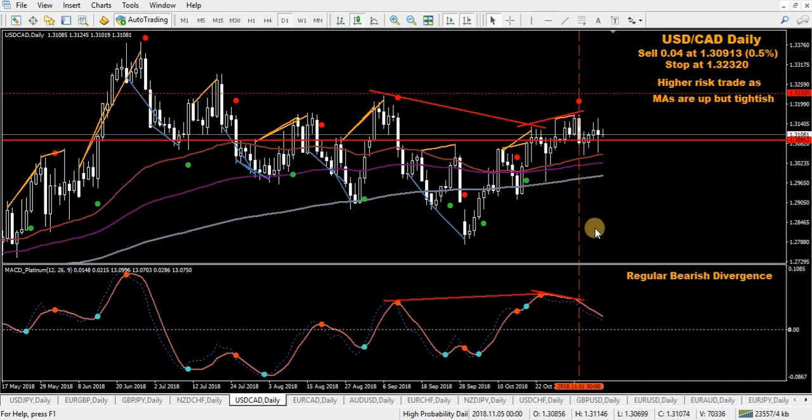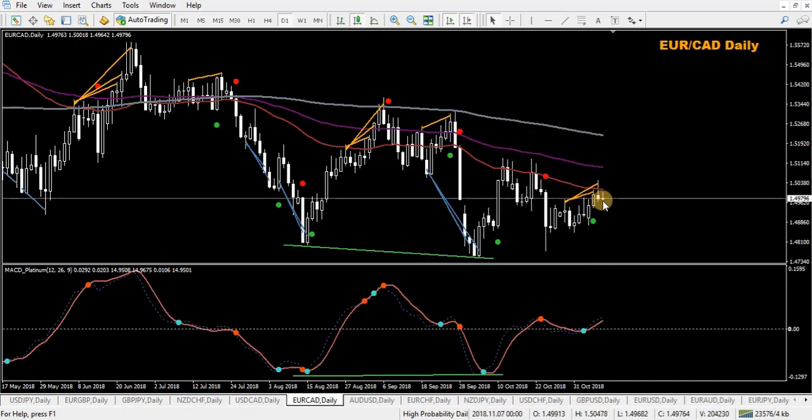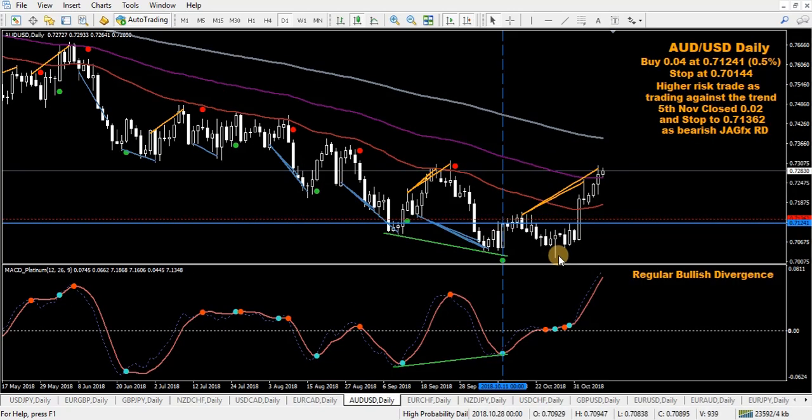Euro CAD. Nothing really happening at the moment. Price is close to the MAs, just a little bit ugly, and the MACD is close to zero level, so nothing happening. Oz USD in a buy back here, came close to touch my stop down here, didn't do it, went up nicely. Now we start to get bearish JAGfx RD, and I've closed out part of my trade, half of it. You can read my notes, and my stop's now above the point of entry, so it's looking alright. The MACD is still heading up.